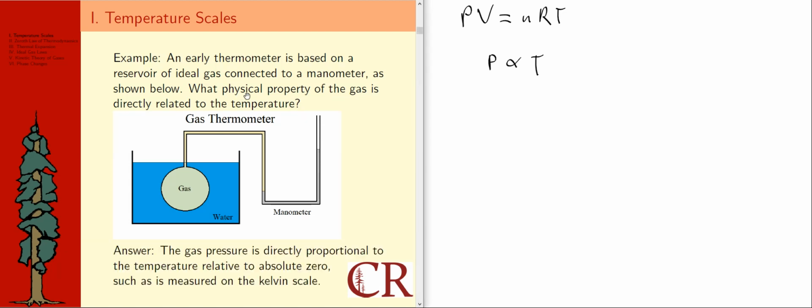So let's check how that works with the answer in the slide, because it says the gas pressure is directly proportional to the temperature relative to absolute zero. In other words, this has to be in Kelvin. So it says here, such as is measured on the Kelvin scale.